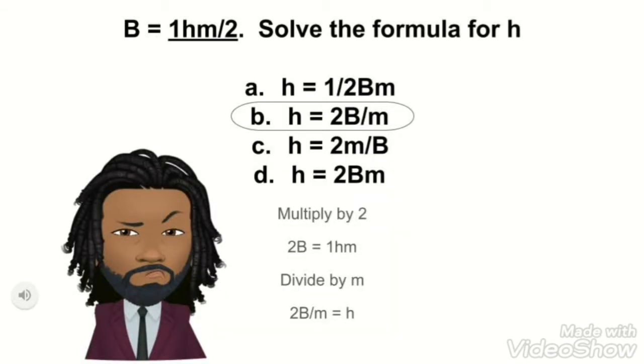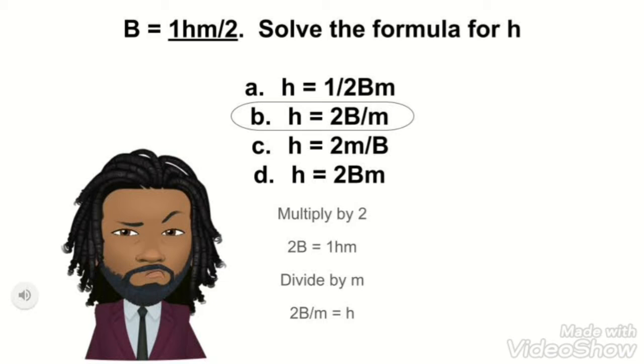Don't forget we're solving for H, which means we just have to get H by itself. So we take it and we invert. We're looking for the inverse of this 1HM divided by 2. The only way to move that divided by 2 over is to multiply by 2. So now we have 2B equals 1HM or 1M. You know what I'm saying? 2B equals 1H, 1M. That's the same thing. It's the same if you were to say 2B equals HM.